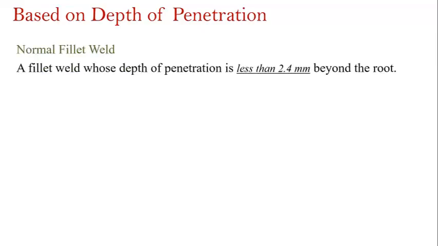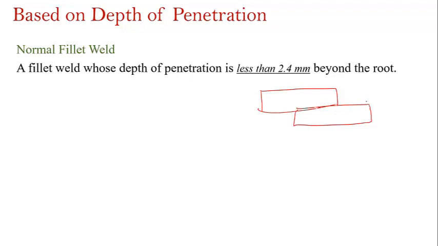Okay, so based on depth of penetration, we have the normal fillet weld, which is a fillet weld whose depth of penetration is less than 2.4 mm. What exactly is the depth of penetration category? You have two plates, and these two plates are overlapped. I'll show the figure. So you have a plate and another plate where you are going to make the fillet weld.